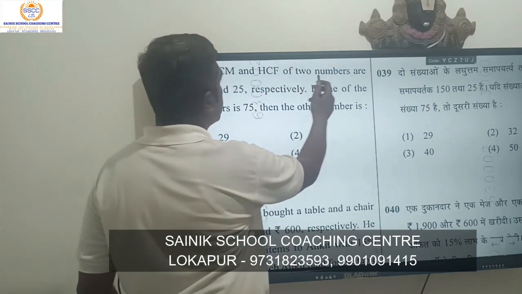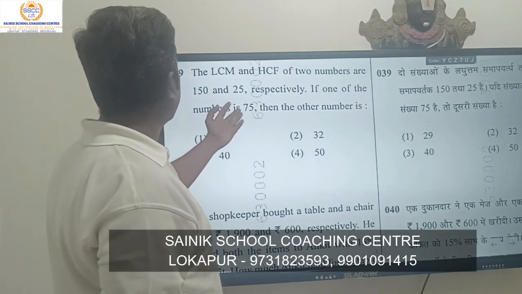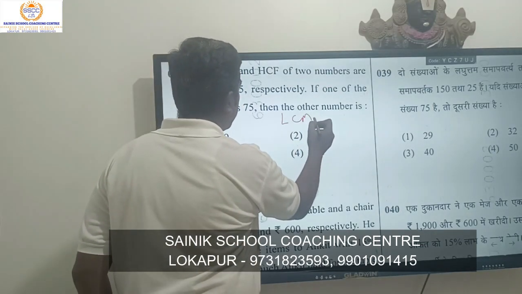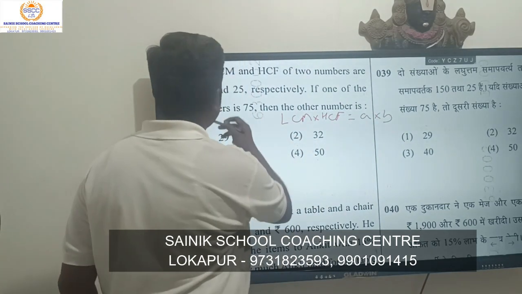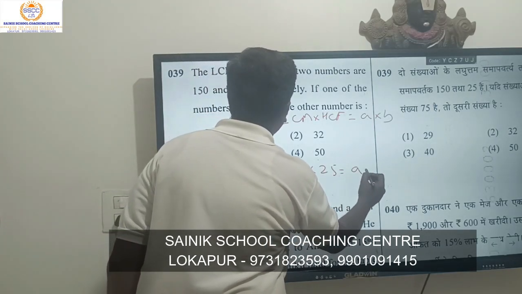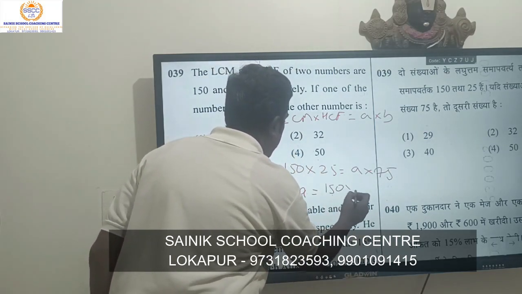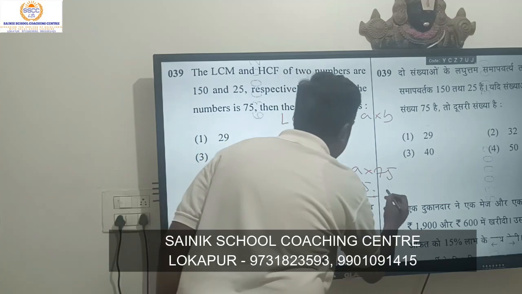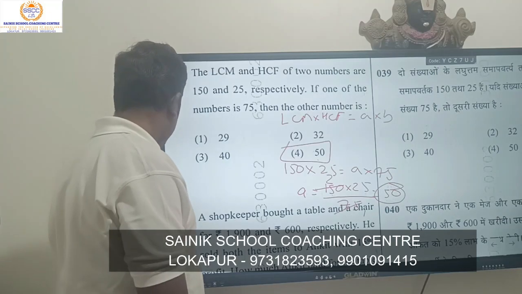Practice the same problem we are seeing here. The LCM and HCF of two numbers are 150 and 25 respectively. If one of the numbers is 75, find the other number. So LCM into HCF is equal to A into B. Okay, so 150 into 25 is equal to A into 75. A is equal to 150 into 25 divided by 75. 75 ones are 75, twos are 150, and again it is the same answer. Option 4, that's 50.